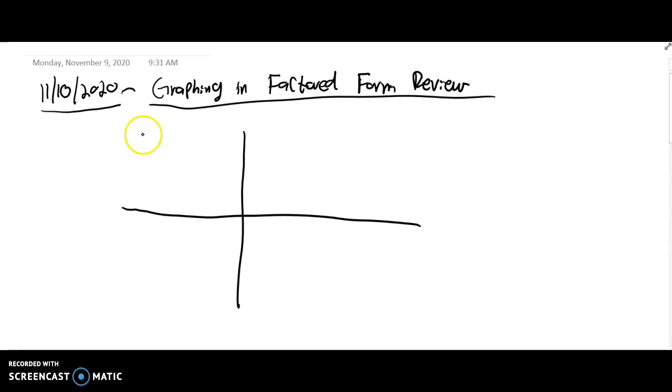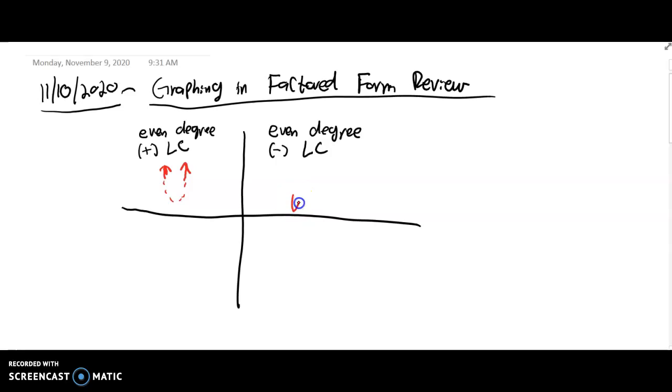The first possible one is if you have an even degree and a positive leading coefficient, that would be an upward facing parabola. Okay, what about if you still had an even degree, but this time you had a negative leading coefficient? You would have a downward facing parabola.